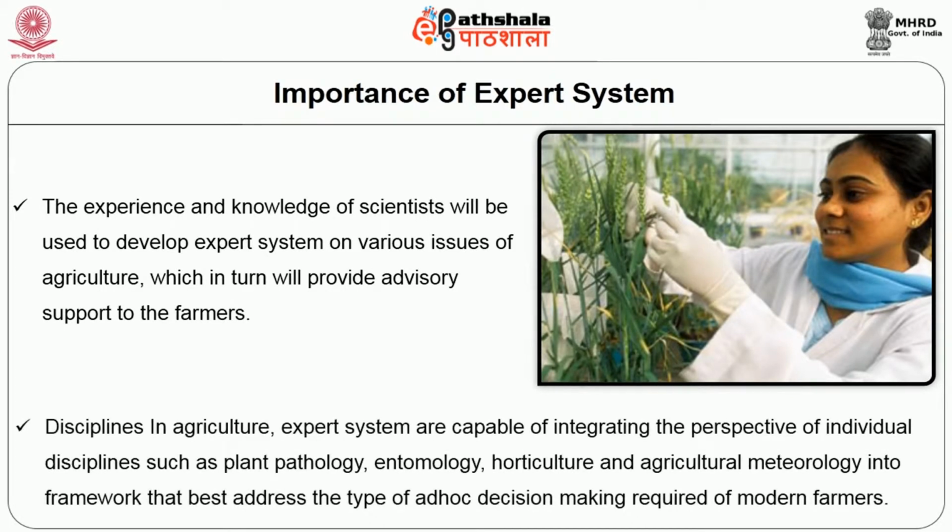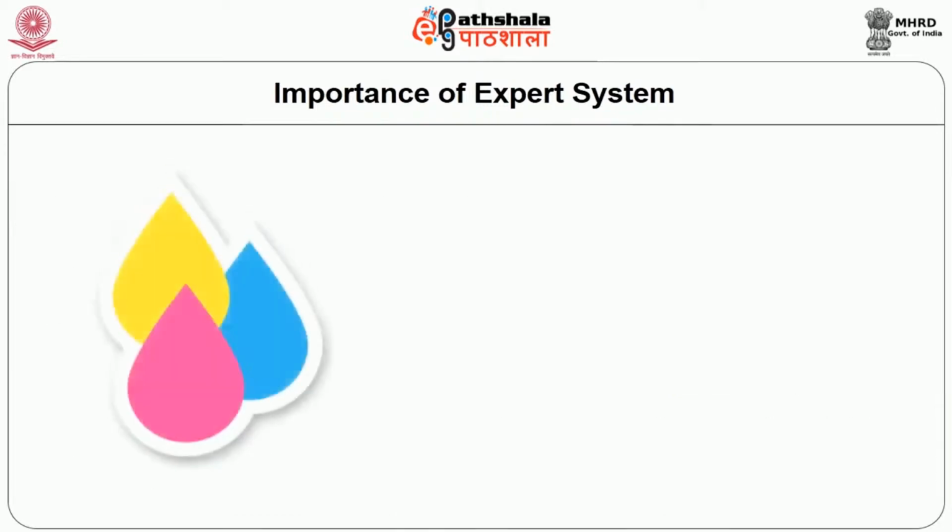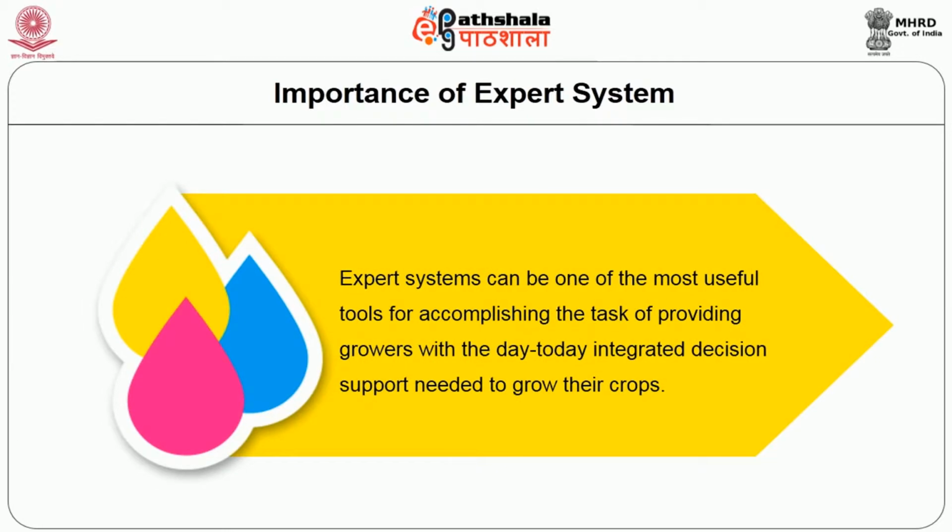Disciplines in agriculture expert systems are capable of integrating the perspectives of individual disciplines such as plant pathology, entomology, horticulture, and agriculture meteorology into the framework to best address the type of ad hoc decision making required of modern farmers. Expert systems can be one of the most useful tools for accomplishing the task of providing growers with the day-to-day integrated decision support needed to grow their crops.